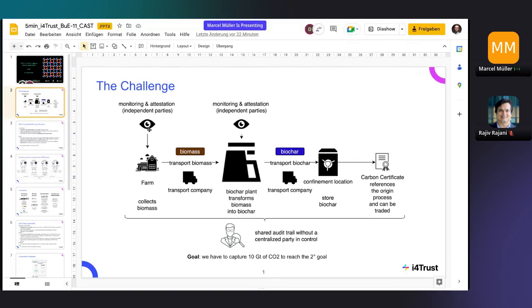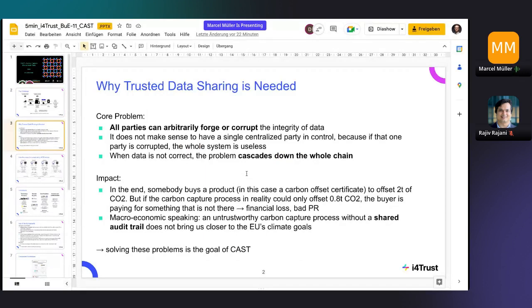And the problem in this process is that all parties in this process can arbitrarily forge and corrupt the data. So that might have a pretty big impact if, for example, the biochar plant is saying, okay, this half a ton of biochar that I produced has an 80% purity grade of carbon inside, but in fact it only has 60%. This is a big problem, a monetary problem, and of course also an environmental problem. And it cascades down the whole chain. So if there's a kink in this chain, everything else that comes afterward is a problem.